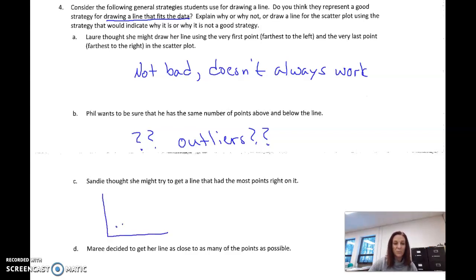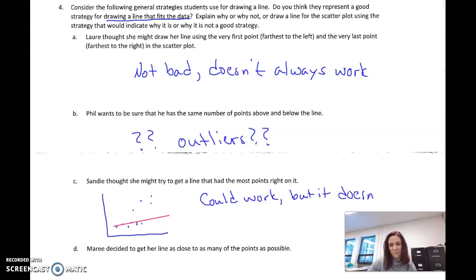Okay. If I had a bunch of points here, okay, and what we might do is we might draw a line because this one here is going to get the most points on it, but it's not really describing all the data. Okay. So we could say it could work, but it doesn't mean the line fits the data.